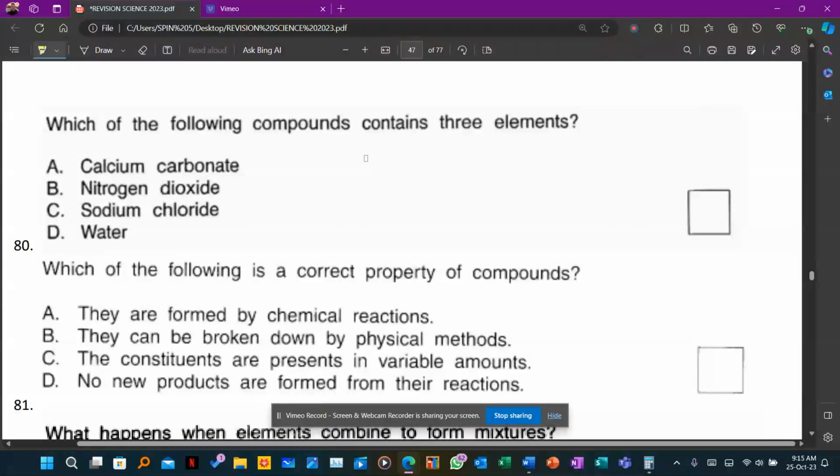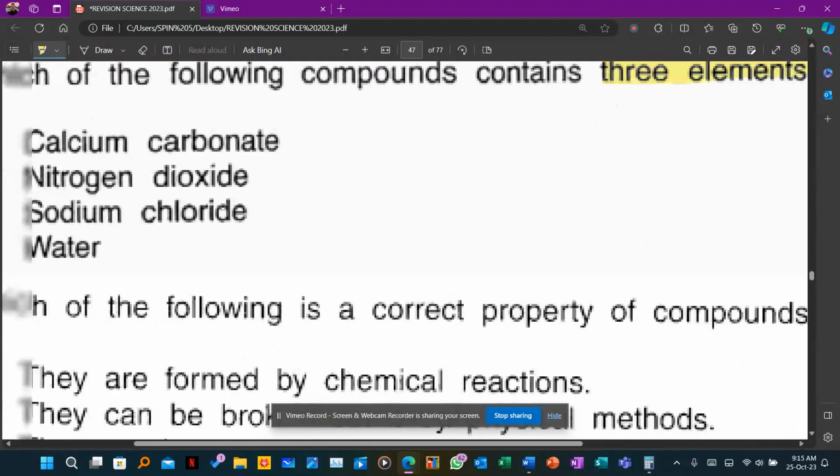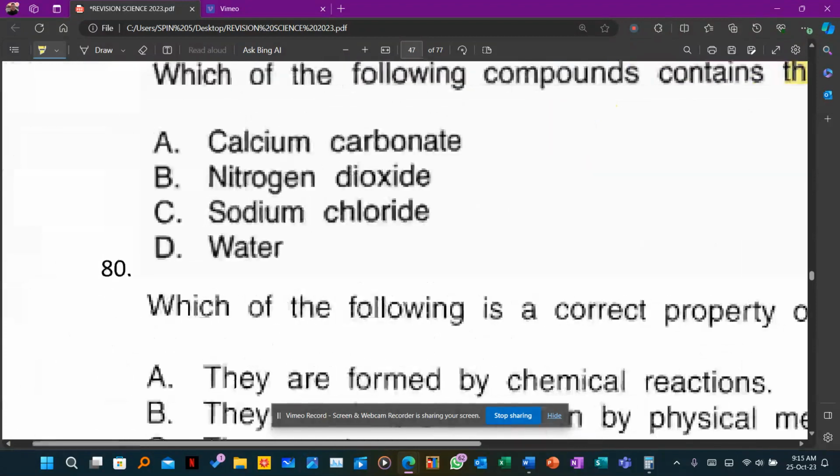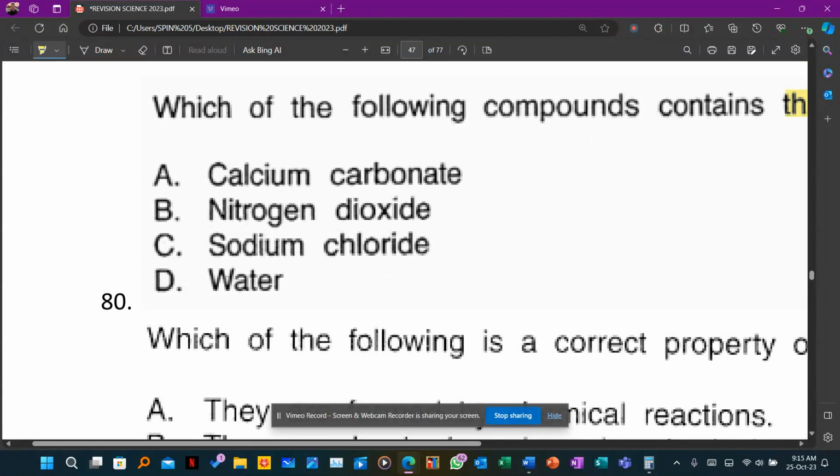Okay, next one. Which one contain three element? Oh, this one is a tricky question. So, what you do is you do elimination. Water, you know, is H2O, so that one is two. Sodium and chloride is two different thing. Nitrogen and oxide is two different thing. Calcium, carbon, and ATE is three different thing.